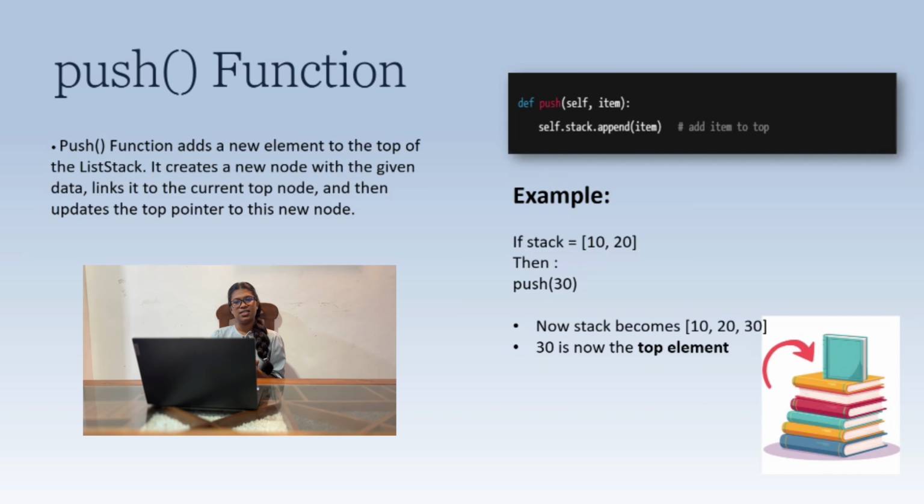First, a new node is created with the data we want to insert. Then, this new node's next pointer is connected to the current top of the stack. Finally, the top pointer is updated to this new node. So, the new node becomes the new top of the stack. Here is an example. If the stack is 10 and 20, then we push 30. The new stack becomes 10, 20 and 30.